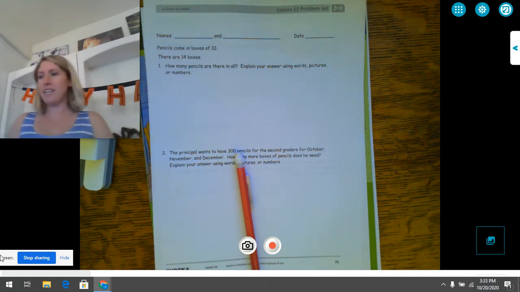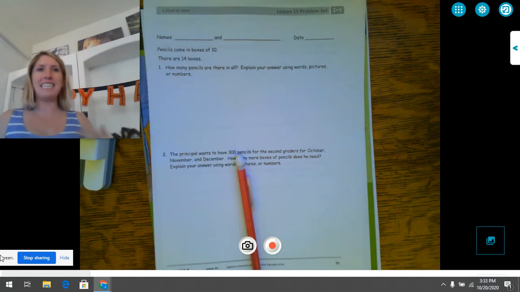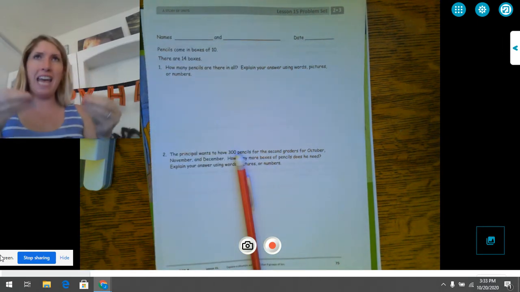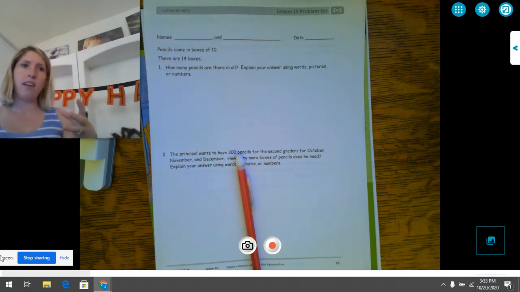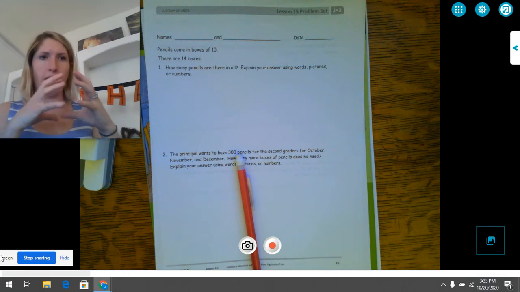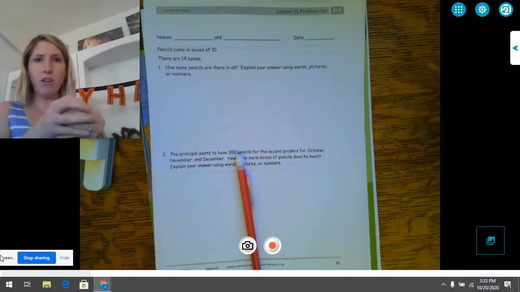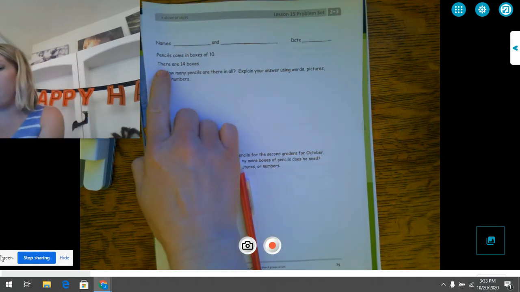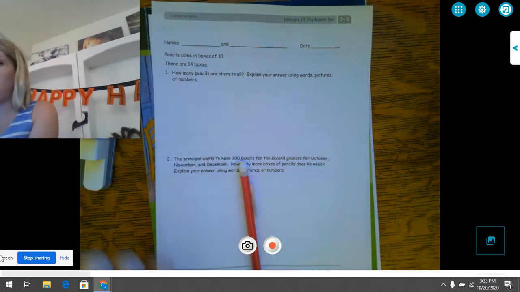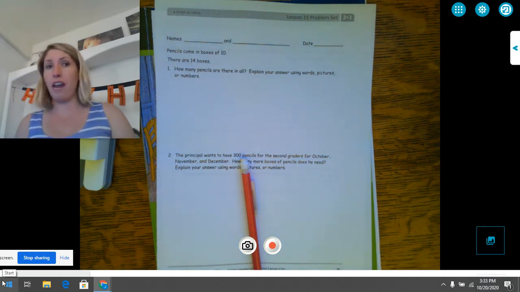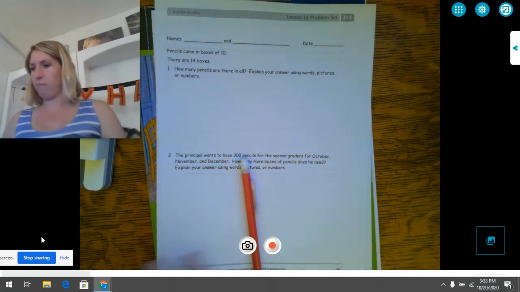All right, pencils come in boxes of 10. So picture a box full of pencils, and there's 10 pencils in each box, kind of like our big bundles of straws that we were talking about, and there were 10 in each bundle. So these pencil boxes have 10 in each box. And then we have 14 boxes of these pencils. How many pencils are there in all is our question.